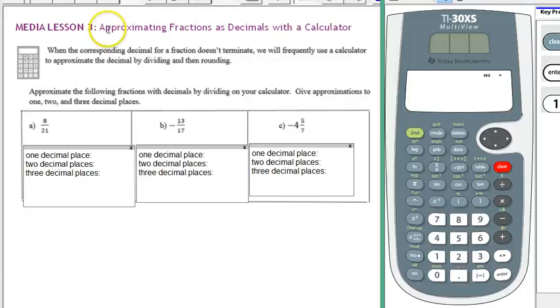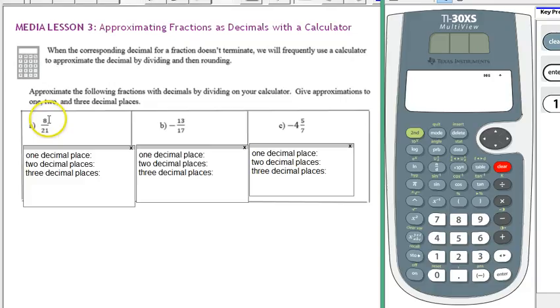In this example, we're going to approximate fractions as decimals with a calculator. When the corresponding decimal for a fraction doesn't terminate, we will frequently use a calculator to approximate the decimal by dividing and then rounding. Approximate the following fractions with decimals by dividing on your calculator. Give approximations to 1, 2, and 3 decimal places.